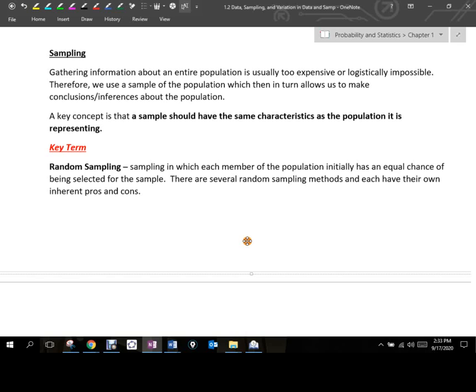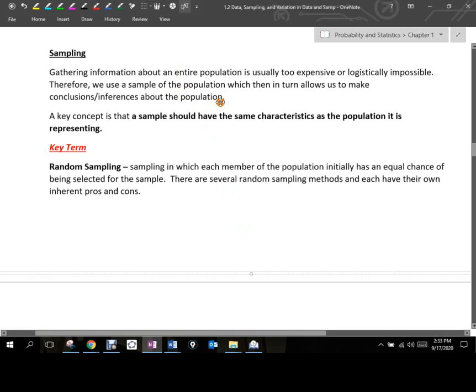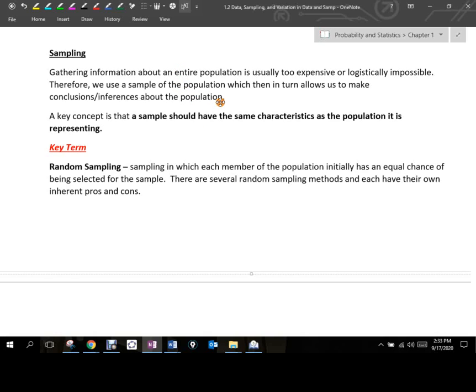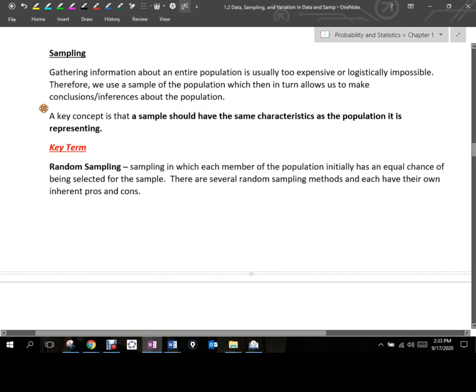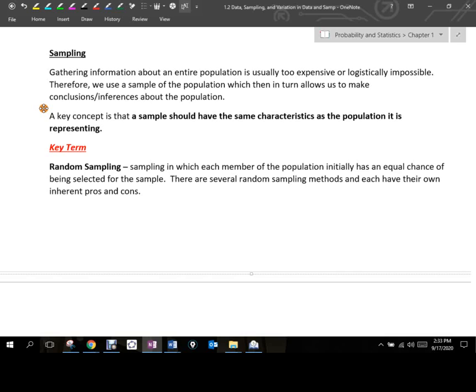So what we want to make sure of when we create a sample is that the sample shares the same characteristics as the population. Therefore we use a sample of the population, which in turn allows us to make conclusions or inferences about the population. That's why we do a sample. It's easier to investigate smaller groups and then use the results we get to make inferences about the population. But if we choose a group that doesn't have the same characteristics as the population, then the information about that smaller group isn't parallel to the population. Does that make sense? Okay.